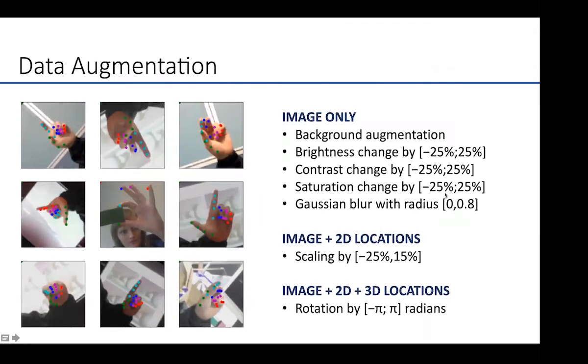I also used several data augmentations. I used them for both the synthetic and the real datasets because there is not so much data. I did almost everything that was possible. Background augmentation, because some datasets had a mask for the hand. Random brightness change, contrast, saturation, Gaussian blur. Just pay attention that some augmentations change only the image, some change the image and 2D location, and some change the image, 2D and 3D location. So pay attention and change the other locations appropriately.